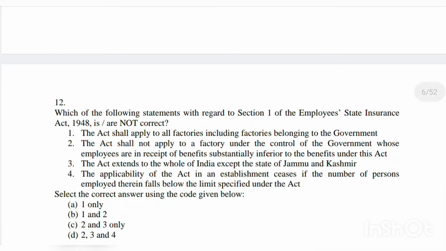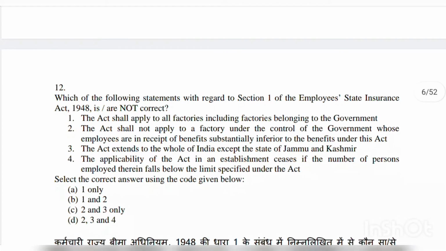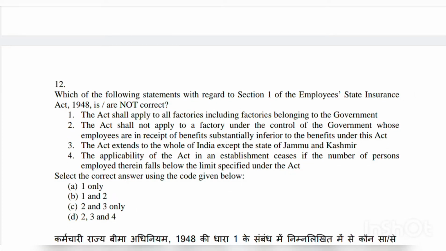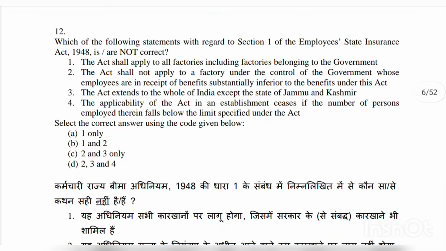Which of the following statements with regard to Section 1 of the Employees' State Insurance Act 1948 is not correct? Again, the answer is D, 1 and 2. That is, the Act shall apply to all factories including factories belonging to the government. That is not correct. The Act shall not apply to a factory under the control of the government whose employees are in receipt of benefits substantially superior to the benefits under this Act. This is also not correct. And 3 and 4 are correct with respect to the section of the Employees' State Insurance Act 1948.